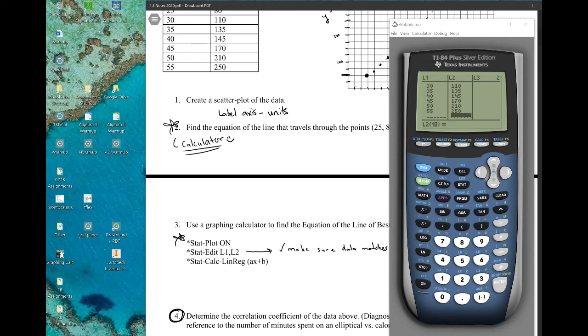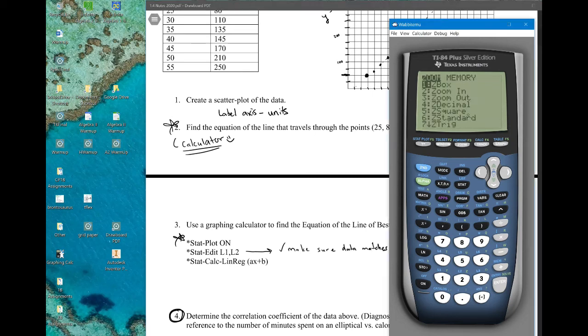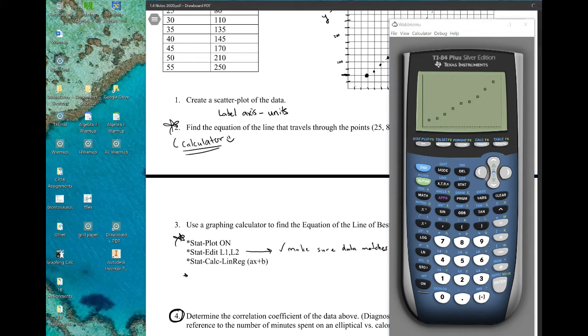Now, a few different things we can do. If you want to see what this looks like as a graph, you go to zoom, scroll down to stat, and that's going to show you our relationship. So zoom stat shows you on a graph what it looks like. Now the main thing is finding this line of best fit. The line of best fit are these directions here.